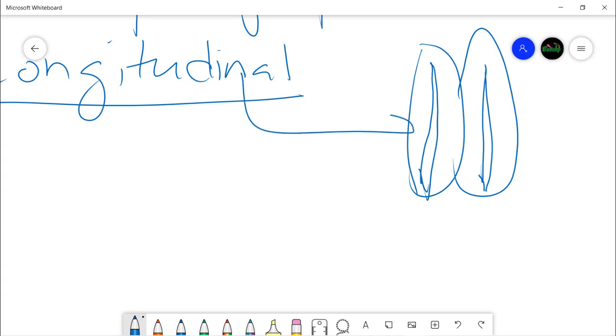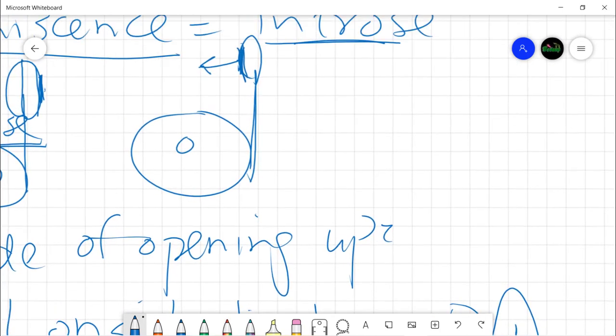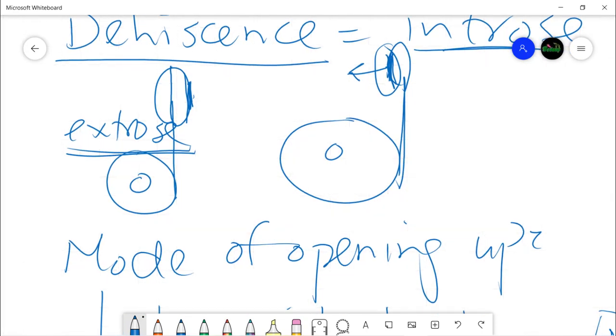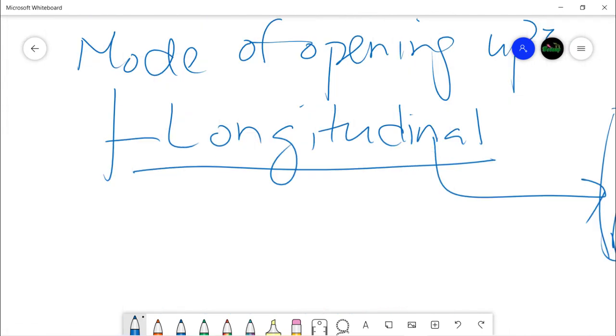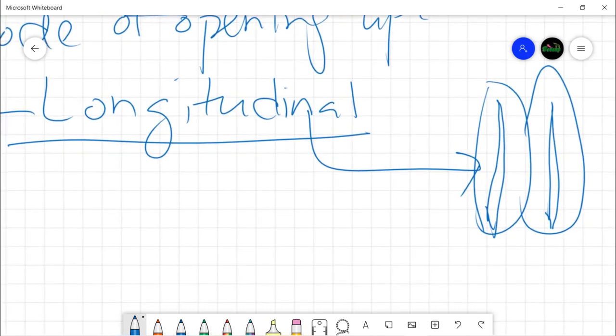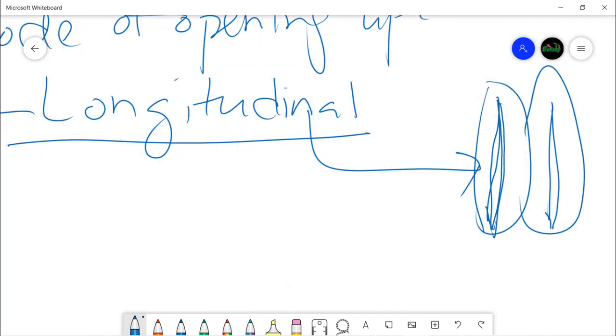So this is longitudinal. These are two terms, extrorse and introrse, telling us the position of the opening of the anther, whether it faces the center or is away from the center. And next is the mode of opening, and that is longitudinal. Now there are different modes like porous and transverse and valvular and so forth. So this one is longitudinal. A longitudinal slit appears in the wall of the anther facing the center of the flower, and the pollen grains are released. So this was the discussion of stamens or androecium and anthers.